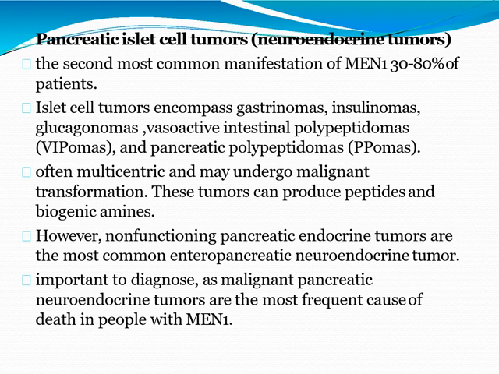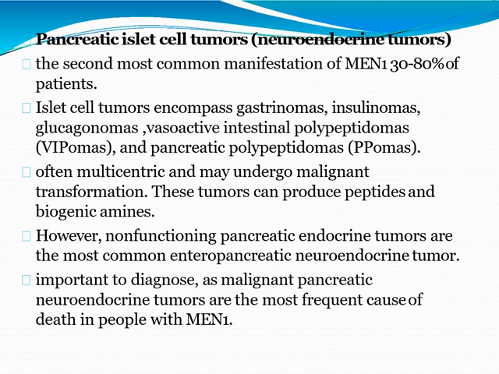Pancreatic islet cell tumors, also called neuroendocrine tumors, are the second most common at 30 to 80% of MEN 1. Islet cell tumors encompass gastrinomas, insulinomas, glucagonomas, vasoactive intestinal peptide tumors, VIPomas, and pancreatic polypeptidomas, PPomas. Often multicentric and may undergo malignant transformation, and these tumors can produce peptides and biogenic amines.